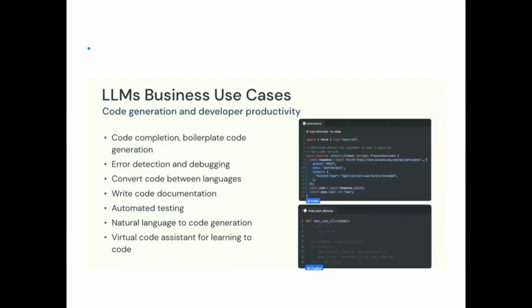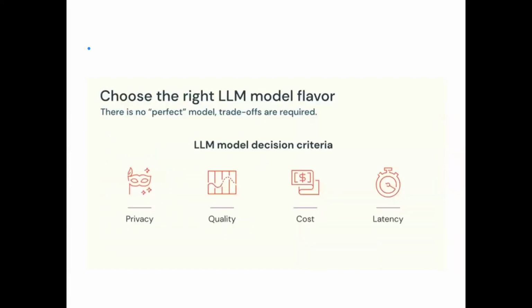Code generation and developer productivity. I think everyone will use this. Code completion, boilerplate code, error detection, convert code, write code documentation, automated testing, right? So everything. I think we already know this. Now the next thing is, we know everything is nice when it comes to enterprise level, right? How to choose your LLM models?